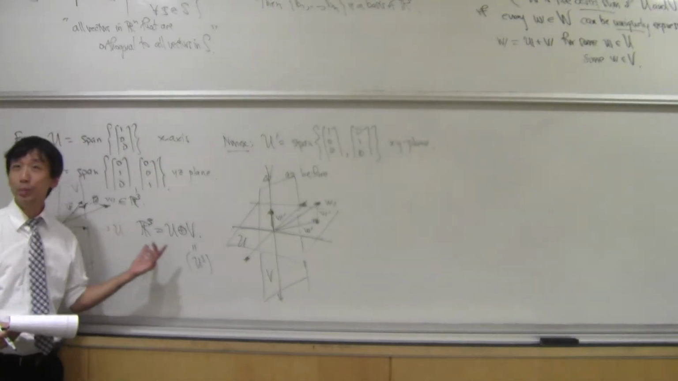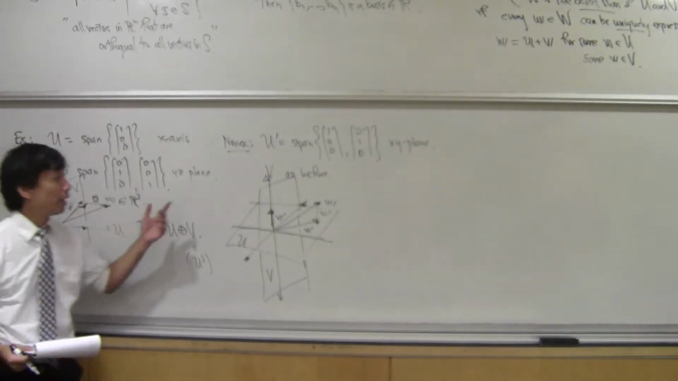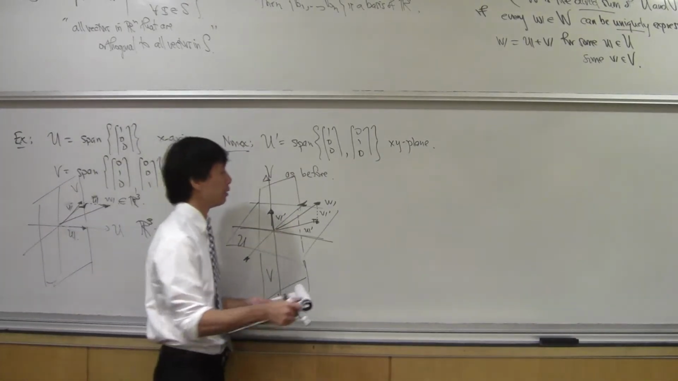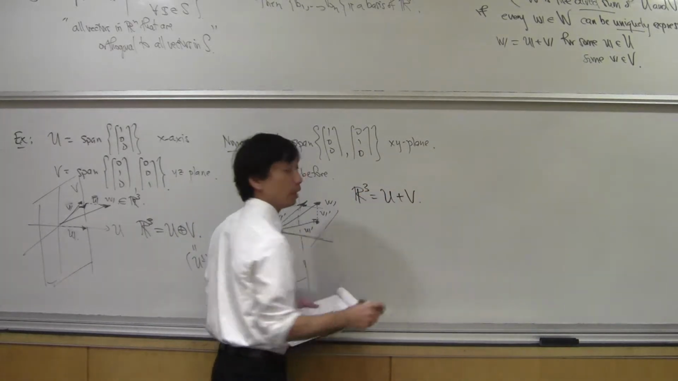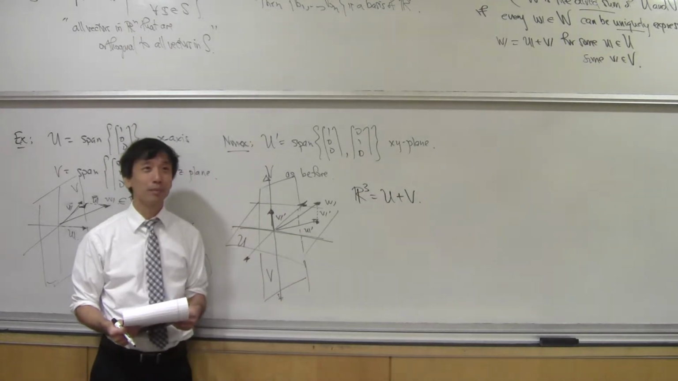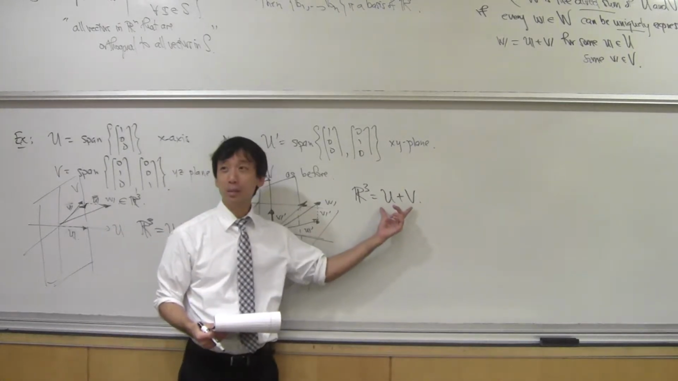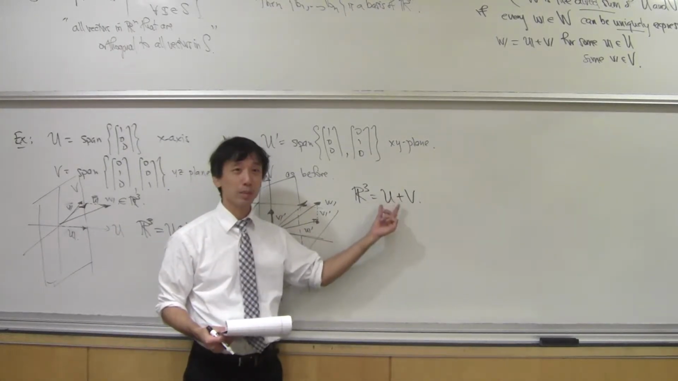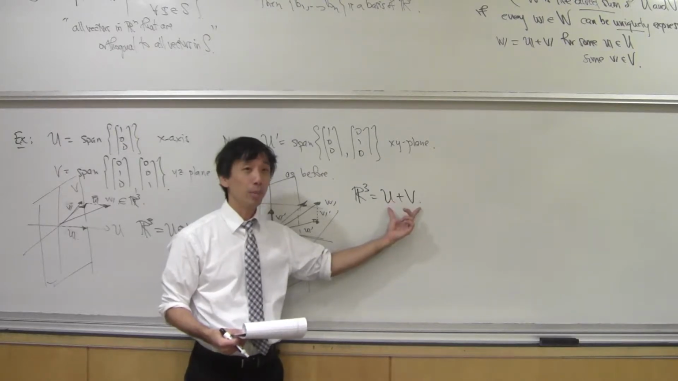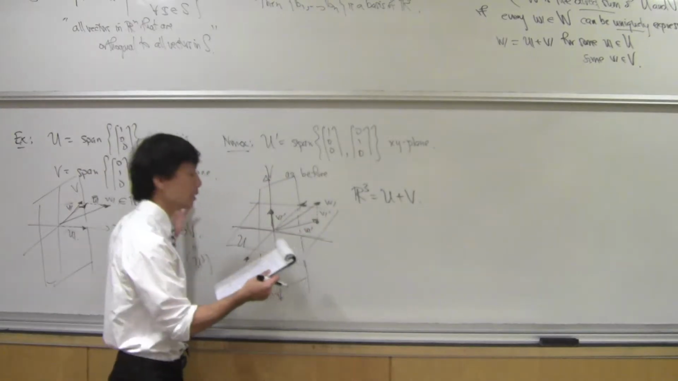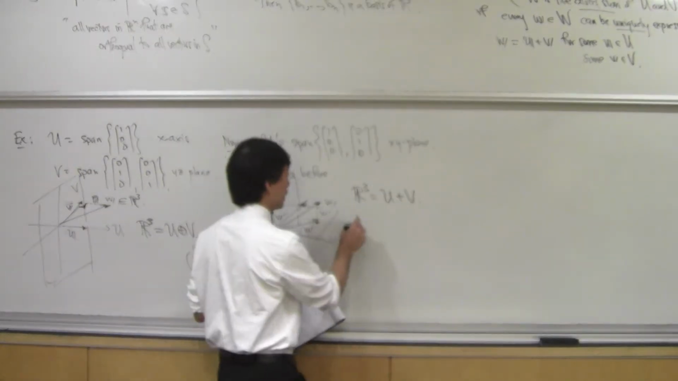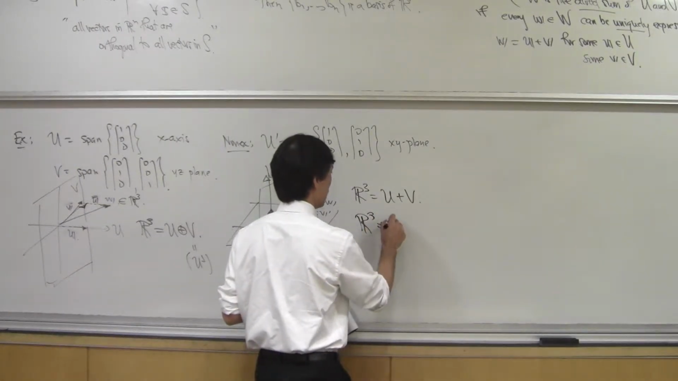So it's true that everybody can be expressed, so certainly R3 is the sum of these subspaces. Everybody in R3 can be expressed as somebody in U plus somebody in V, but it's not the direct sum. Direct sum means that there's only one way to do it. And here we see that there's multiple ways of doing it. So R3 is not the direct sum.